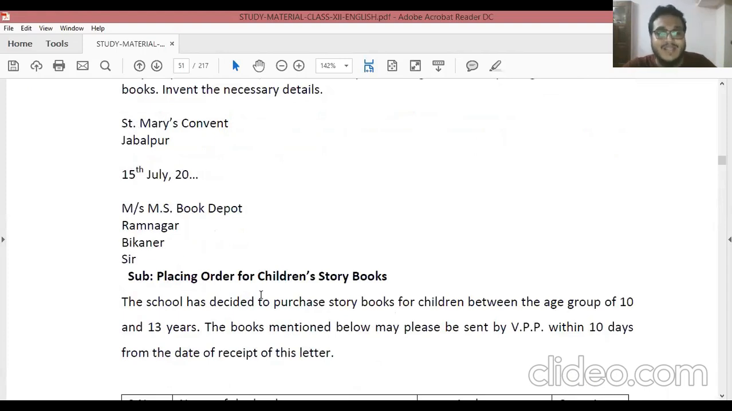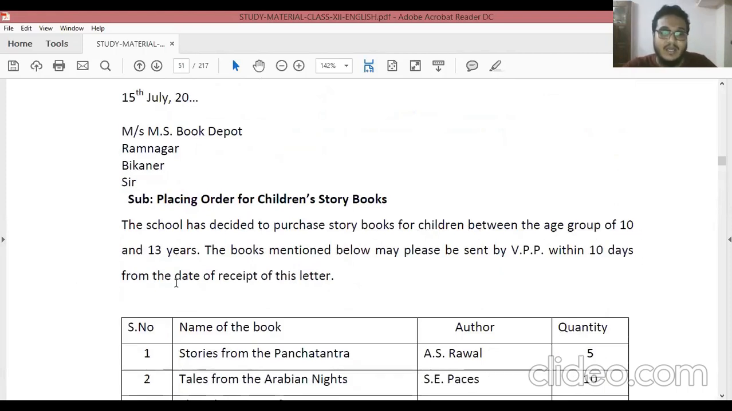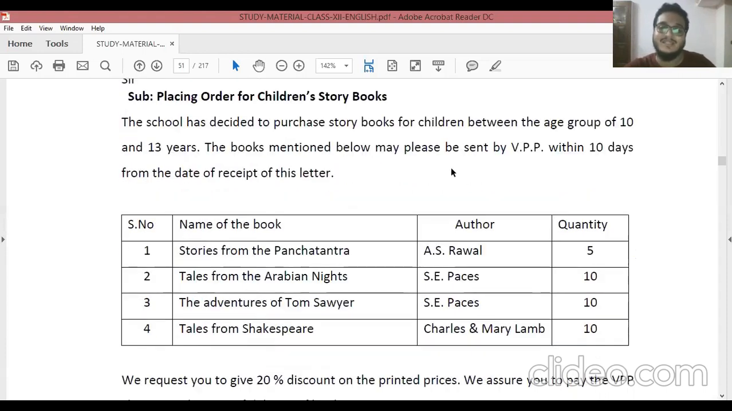Sir, the school has decided to purchase storybooks for children between the age group of 10 and 13 years. The books mentioned below may please be sent by VPP within 10 days from the date of receipt of this letter. When you receive this letter, from that date you must send within the 10 days. Please send by VPP. VPP shows the urgent part. Okay, with the bill, purchase bill. Everything must be mentioned with that.